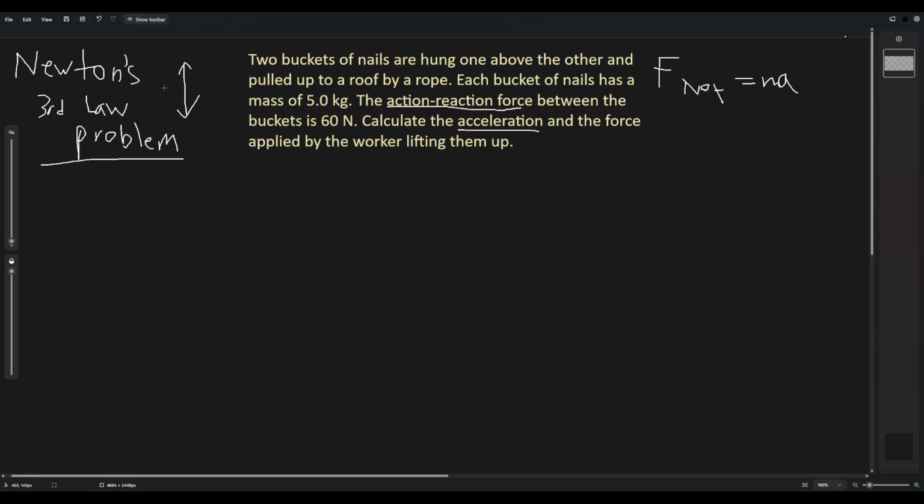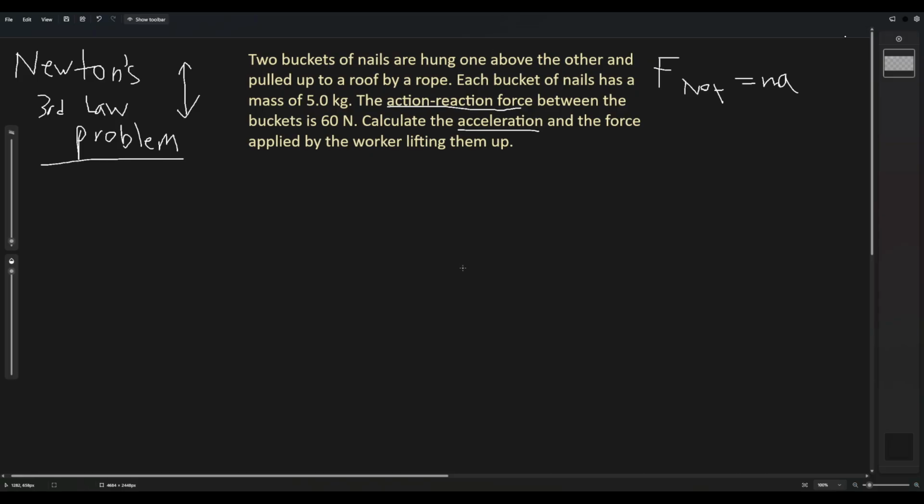Basically the question says two buckets of nails are hung one above the other and pulled up to a roof by a rope. Each bucket of nails has a mass of 5 kilograms, and the action-reaction force between the buckets is 60 newtons. Calculate the acceleration and the force applied by the worker lifting them up.